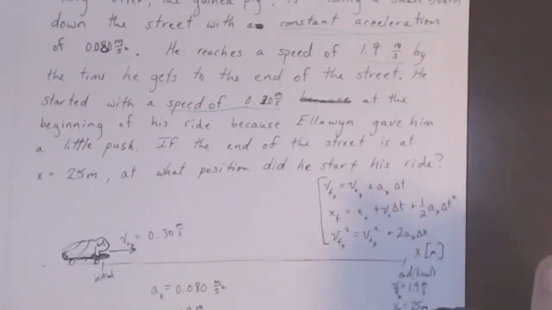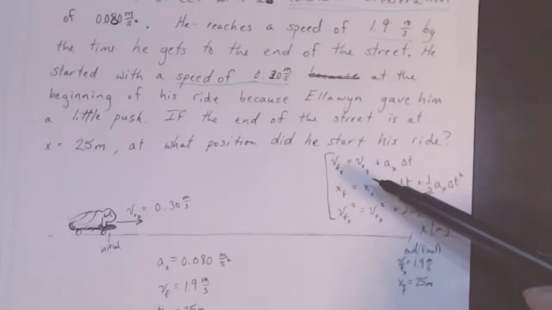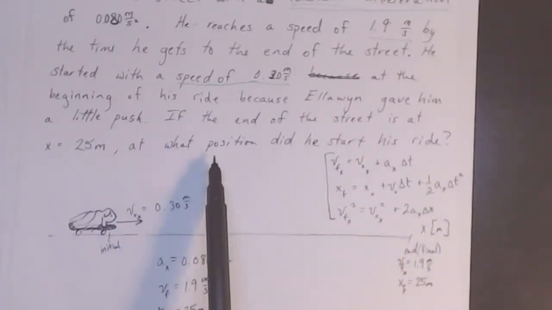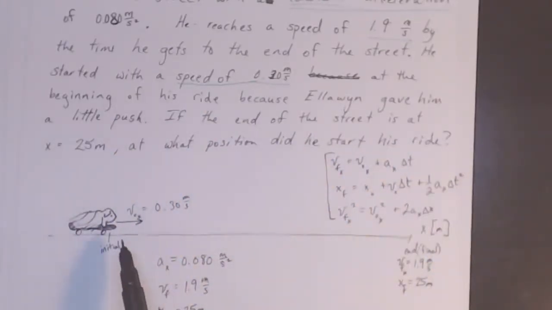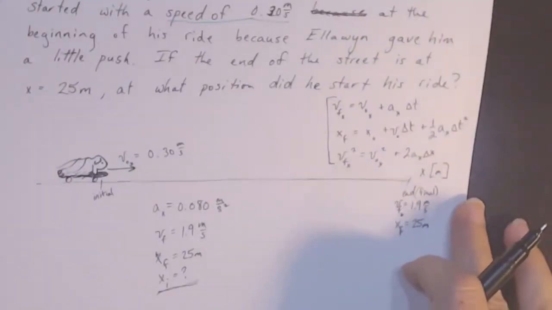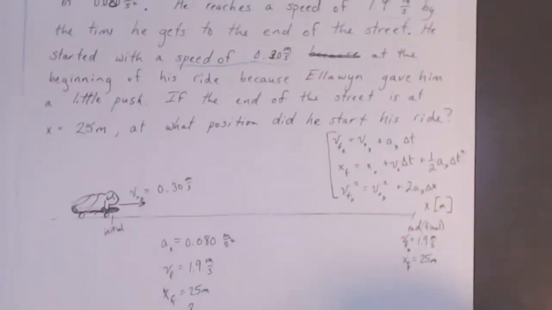Now, we weren't told that he traveled 25 meters. That would have been a delta x. Delta x would be from here to there. What we're told is that this location in a reference frame that's given to me already is 25 meters, which means I don't know how far he traveled. And in fact, what I'm asked to find is what position did he start his ride, which would be his x initial. So we're looking for x initial. That's what we want to find. So I write it down with a question mark. That's what we're looking for.